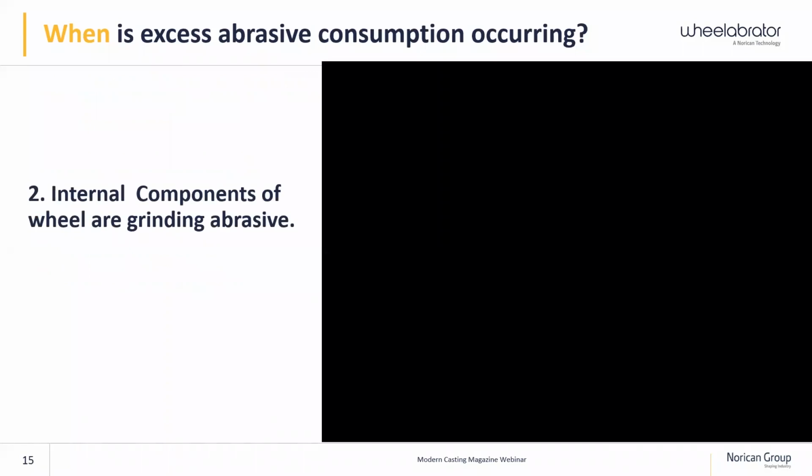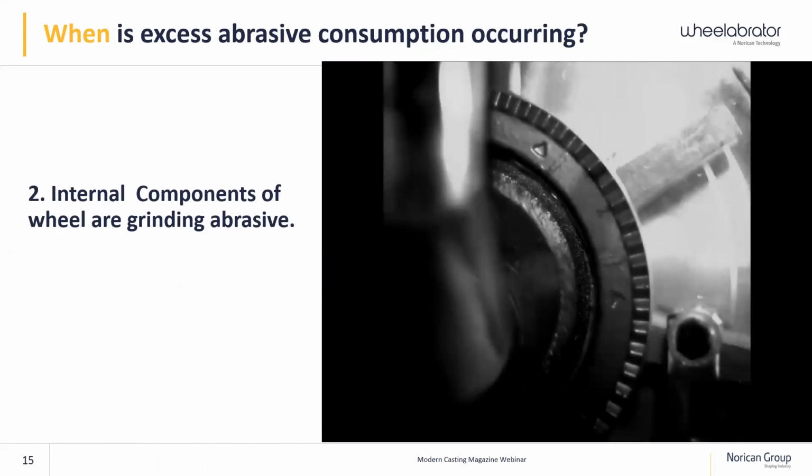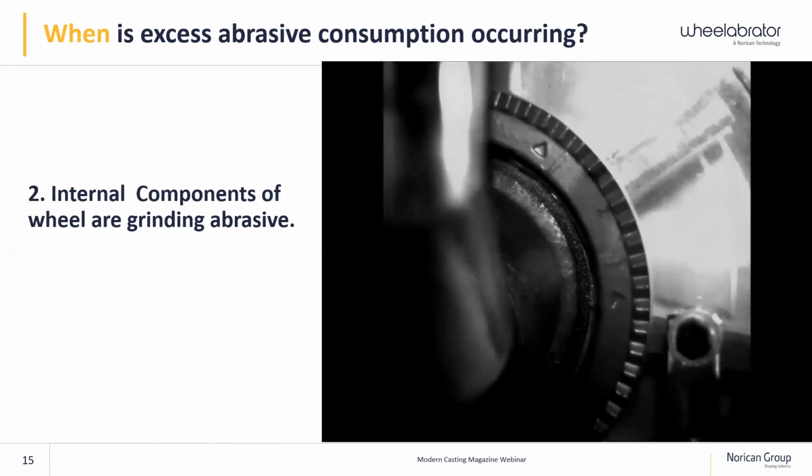So another way, we'll touch back on that one in a little bit, but another way where some excessive abrasive consumption is occurring is the internal components of a wheel. They're actually grinding the abrasive. I want to show a slide real quick that is high-speed photography. Hopefully everybody can see this. This is one we did a couple years ago.